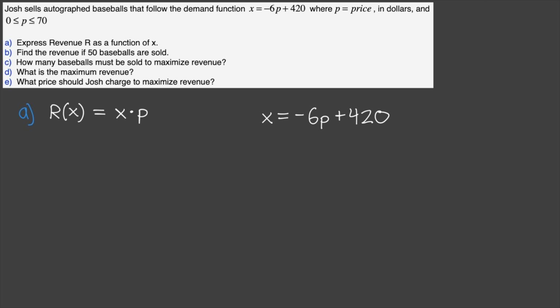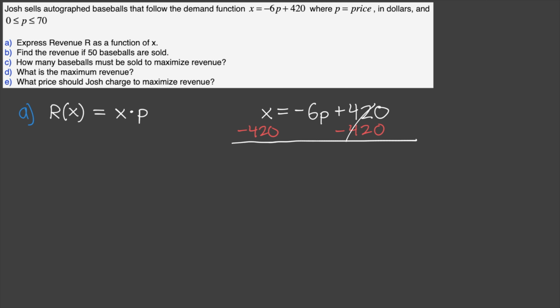So here's our formula that they give us for the demand function. Let's solve for p in this equation. The first step is we're going to move the 420 over to the other side. The 420s cancel. We're left with x minus 420 equals negative 6p. Now we have to isolate p, so we're going to divide both sides by negative 6.